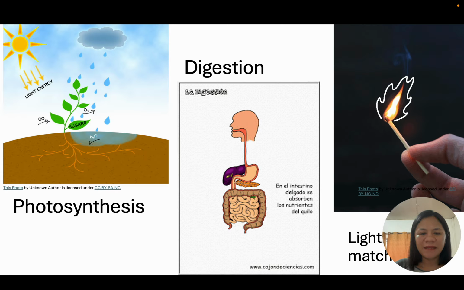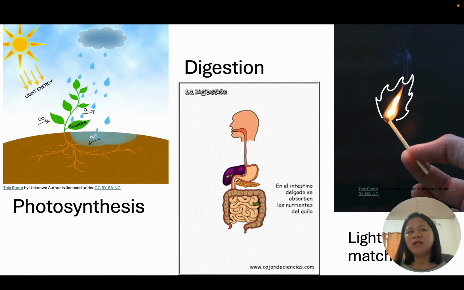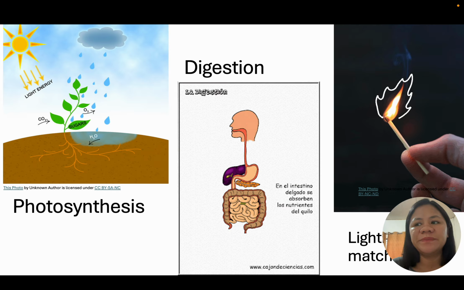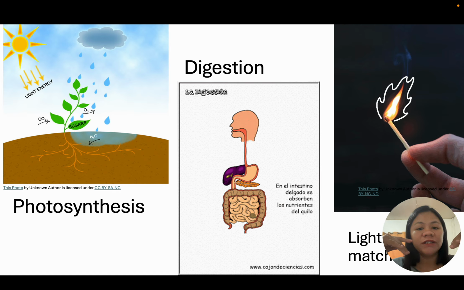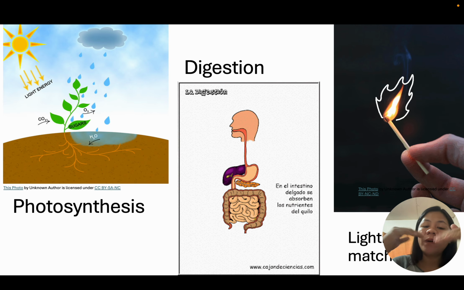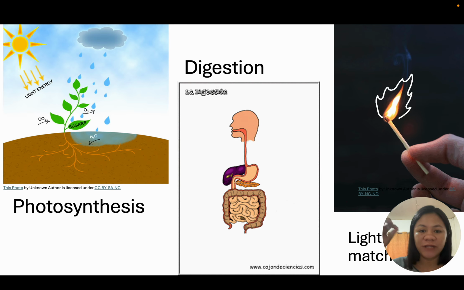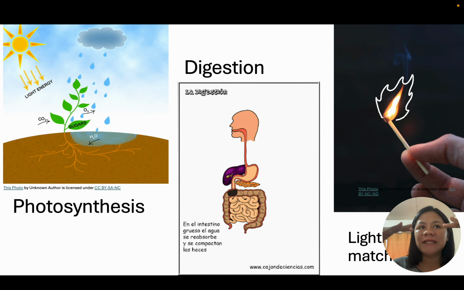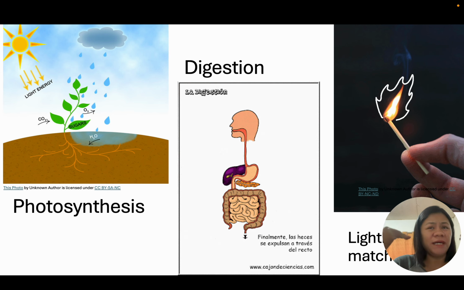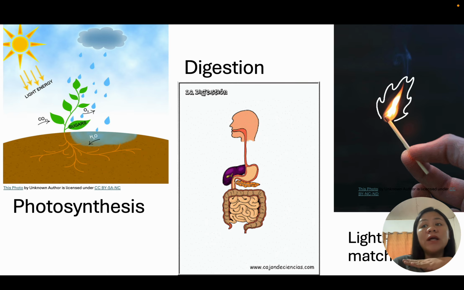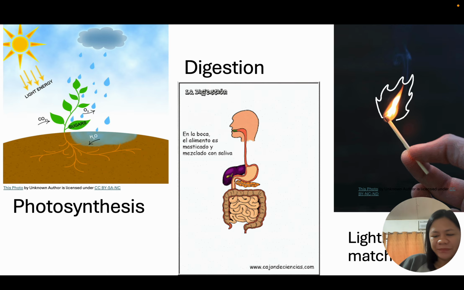Another one, lighting a matchstick. When we light it, after the reaction, the chemical that causes it to light is gone. The point of this slide is for you to understand what a chemical reaction is: whatever the reactant is, there will always be changes in its product.